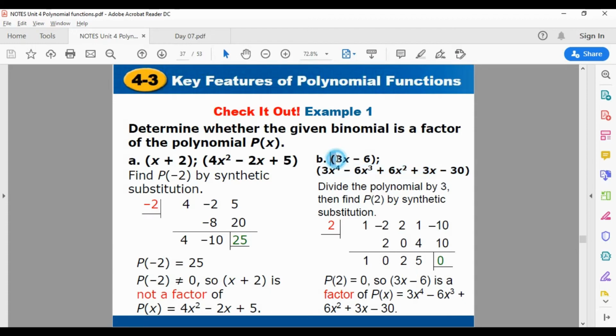When solving for the a value, taking this binomial, setting it equal to 0, and solving for x in order to get that a value, we ended up having to divide by 3. And so those coefficients come from dividing this polynomial by 3. 3 divided by 3 is 1. Negative 6 divided by 3 is negative 2. 6 divided by 3 is 2. 3 divided by 3 is 1. And negative 30 divided by 3 is negative 10.